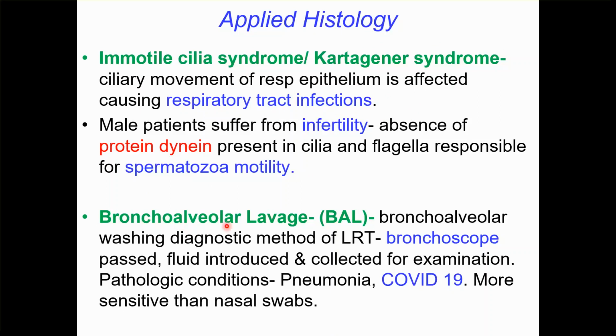Another applied aspect we can see is the bronchoalveolar lavage, also called as BAL, B-A-L, bronchoalveolar washing diagnostic method of the lower respiratory tract. Here the bronchoscope is passed inside, like we have learned endoscope for the GIT. This is bronchoscope, which enters into the trachea and then into the bronchus. Then the fluid is introduced and then it is collected back for examination. So in pathological conditions like pneumonia or in COVID-19, it was more sensitive than the nasal swabs, and it's more confirmatory.